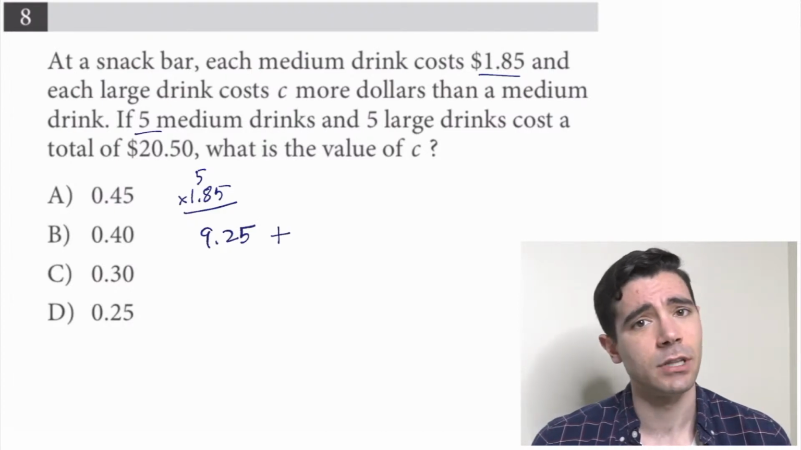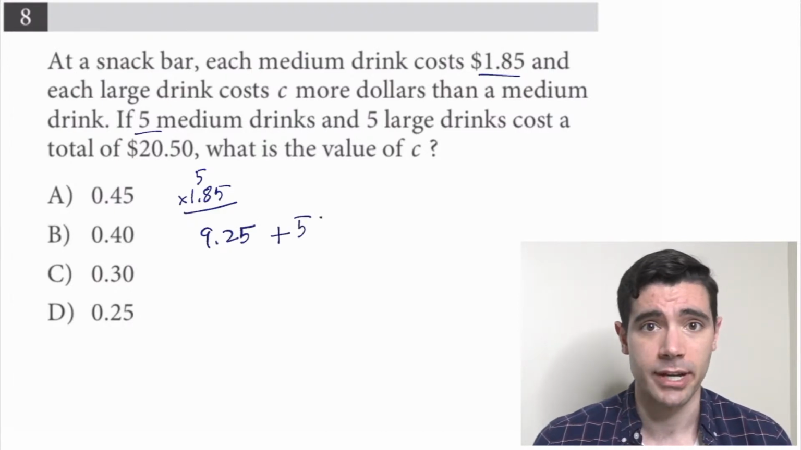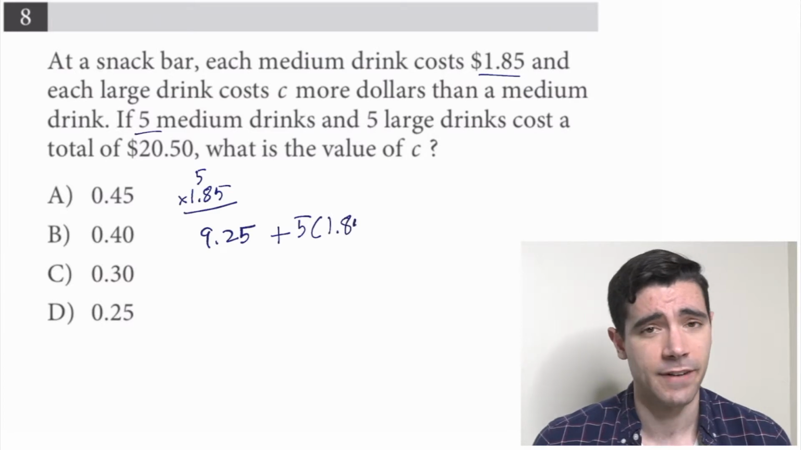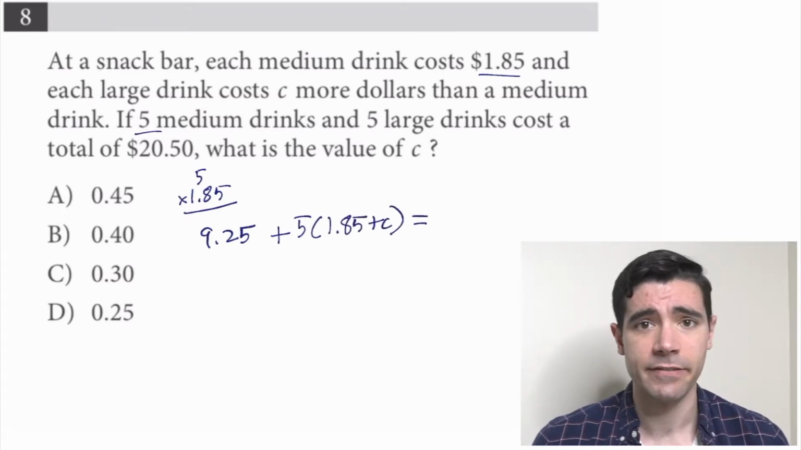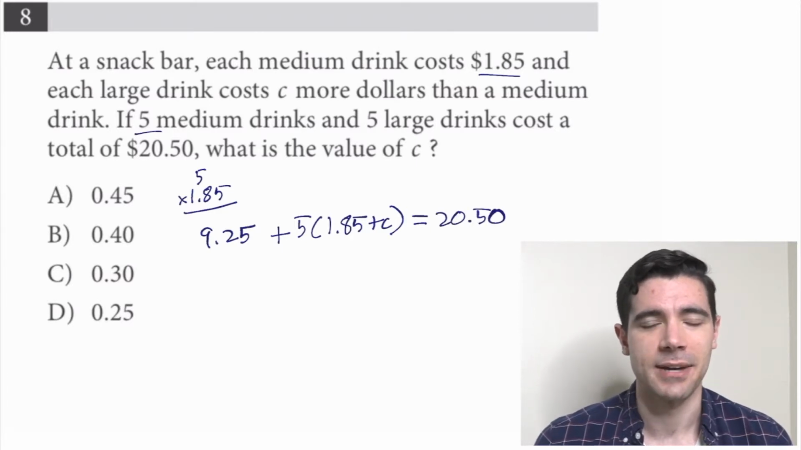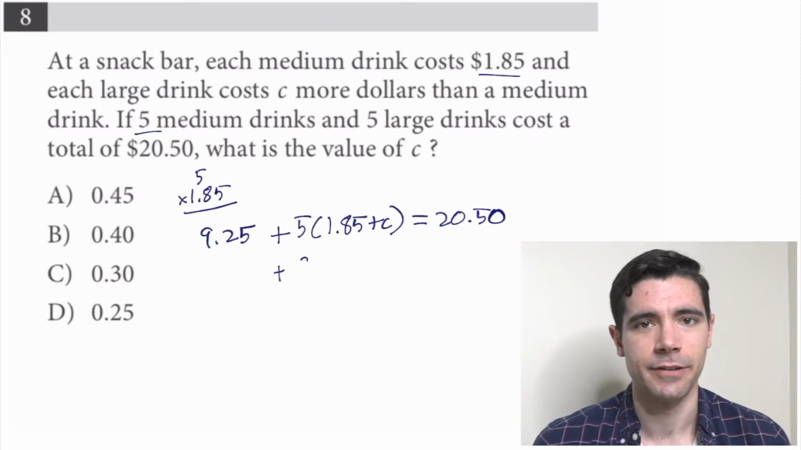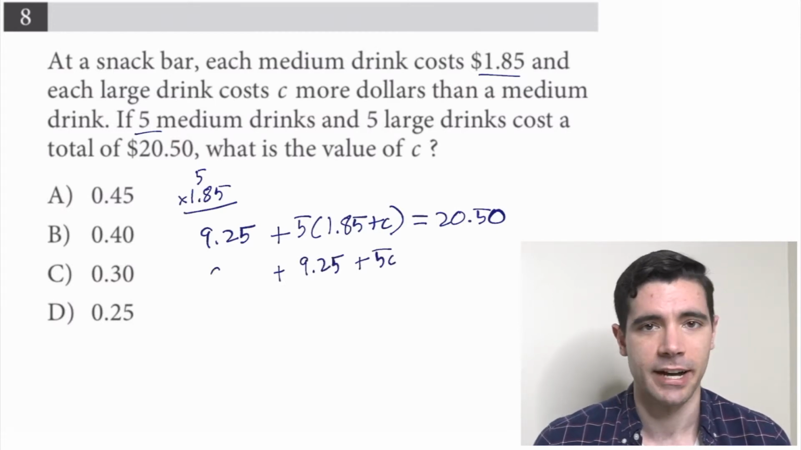And then you have these 5 large drinks. Well, the price of a large drink is $1.85 plus C, so 5 times (1.85 plus C). And this $9.25 plus the large drinks equals $20.50. Well, we already know what 5 times 1.85 is. It's another $9.25. So if we distribute this 5, we have $9.25 plus $9.25 plus 5C equals $20.50.